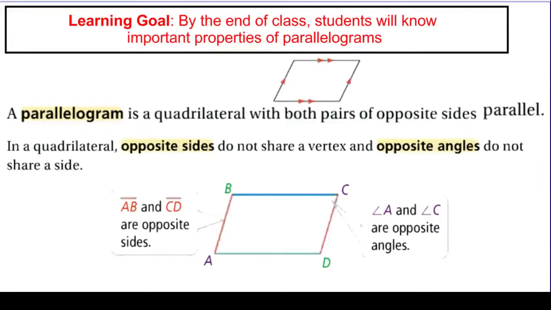Alright, so our goal in this video is to discuss some properties of parallelograms. So let's start off by defining what a parallelogram is. A parallelogram is going to be any four-sided shape. That's what a quadrilateral is. A quadrilateral is a polygon with four sides.